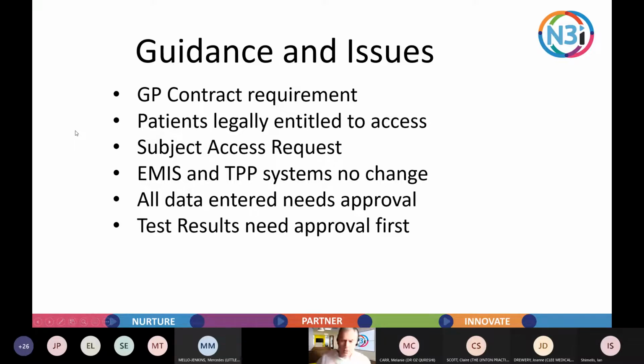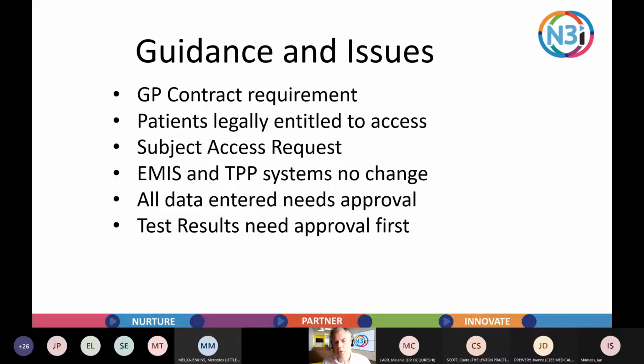Test results is a query that was raised certainly early on, and clearly this is something that needs to be looked at. But again, they come in to your systems and they need to be approved first. So before they can appear on the patient's record and be visible to the patient, they need your approval.